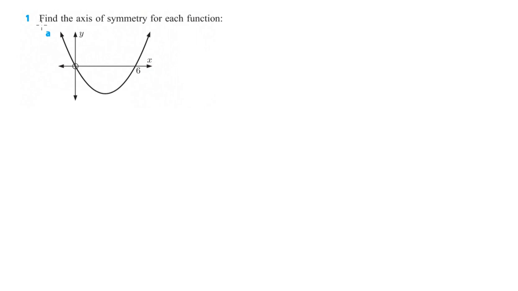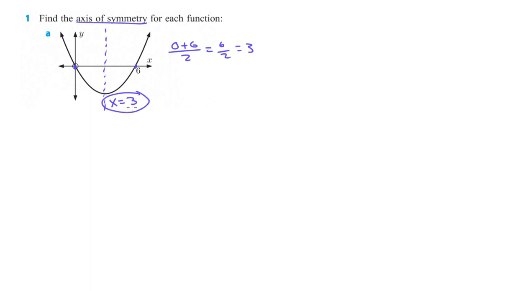Okay. First one, number one, find the axis of symmetry for each function. We've got an x-intercept here at 0 and at 6, so we just find halfway between 0 and 6. 0 plus 6 divided by 2 is 6 halves, which gives us 3. So this axis of symmetry is going to be right here at x equals 3. That is the axis of symmetry.